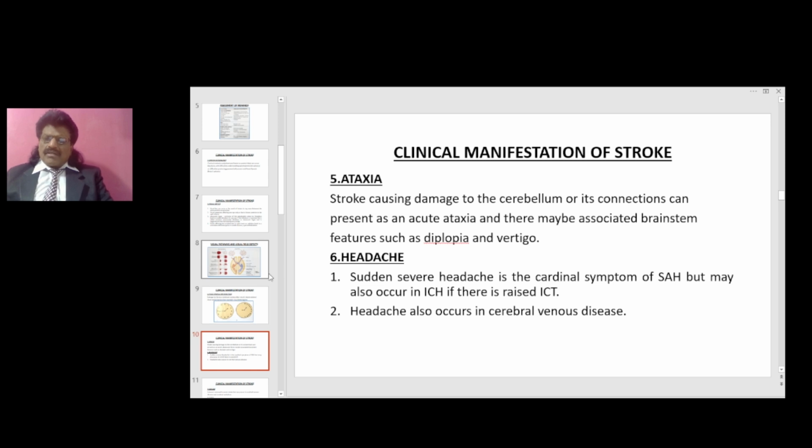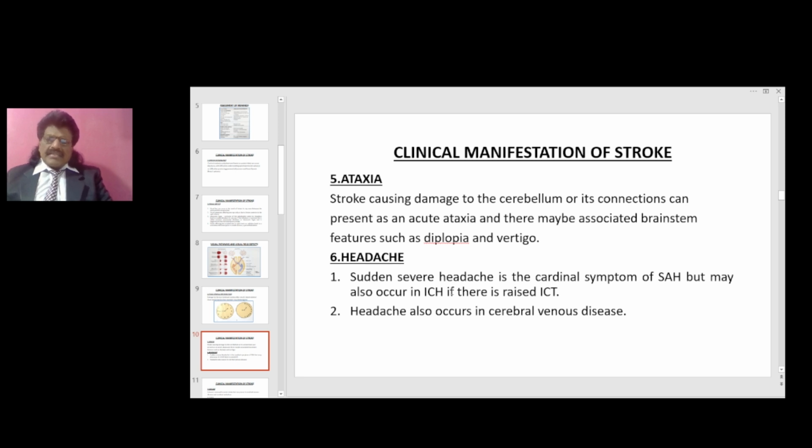The other important clinical manifestation of stroke is ataxia. Stroke causing damage to the cerebellum or its connections can present as an acute ataxia, and there may be associated features such as diplopia and vertigo. Cerebellum is responsible for the fine coordination. It is the coordinator. So when the cerebellum gets affected, the fine coordination is gone, and therefore patients will have ataxia.